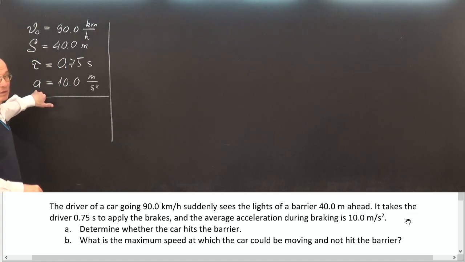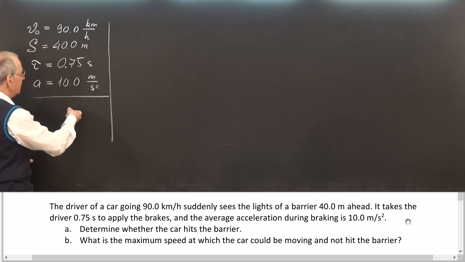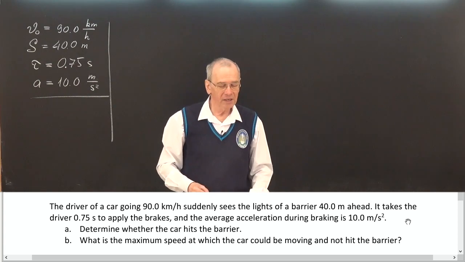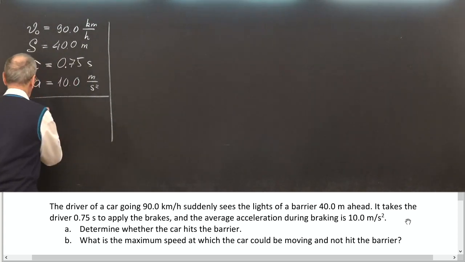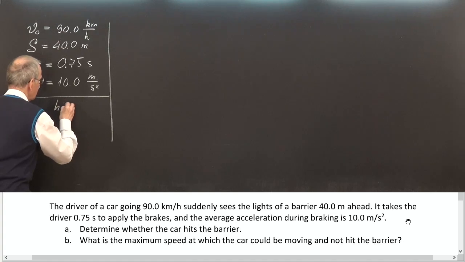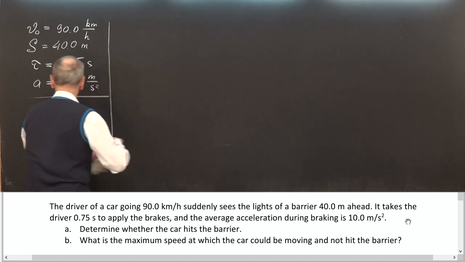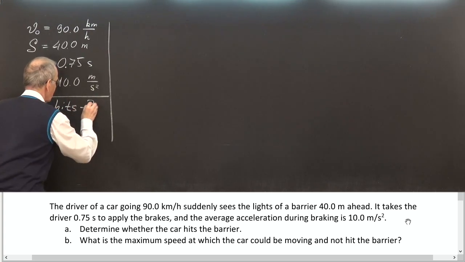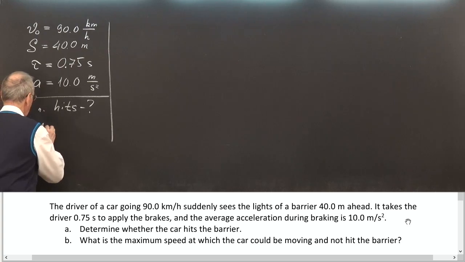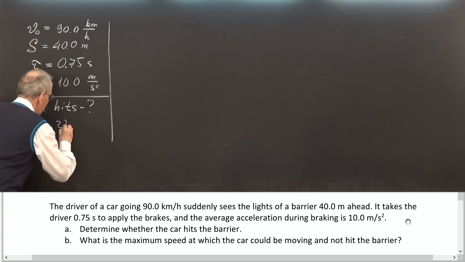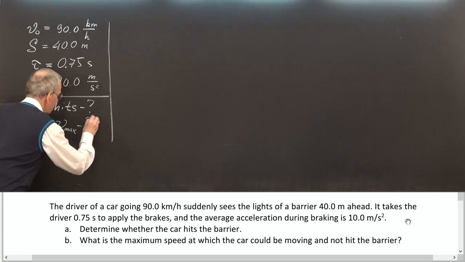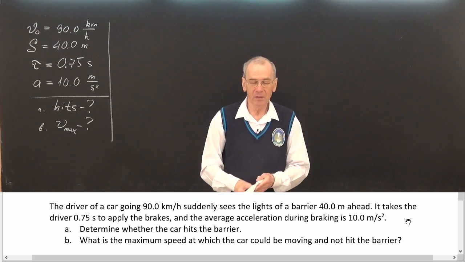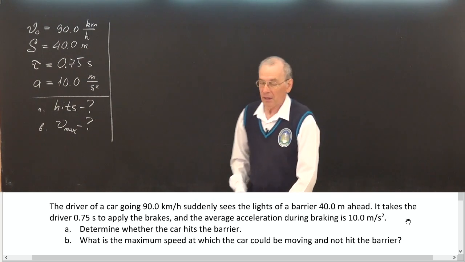A is the magnitude of the acceleration vector. The car decelerates. Well, A: determine whether the car hits the barrier, hits or doesn't. And B: let's find V maximum, the maximal speed at which the car could be moving without hitting the barrier.